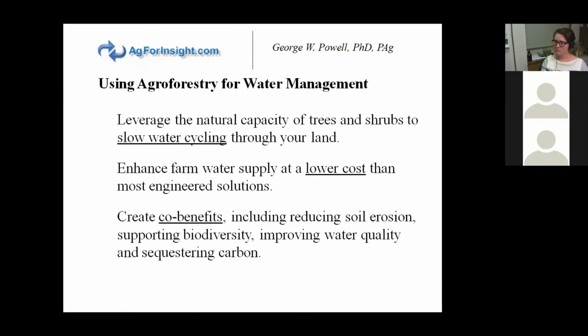And another real strong benefit of using agroforestry for water management is that it creates many other co-benefits. Long established for use in reducing the potential for soil erosion. It supports biodiversity. In addition to improving the water quantity, they can improve water quality. And on a climate mitigation theme, they sequester carbon. So about 50% of trees and shrubs are carbon. So as you integrate those onto the farm, you're pulling carbon out of the atmosphere, cycling and holding it in place.